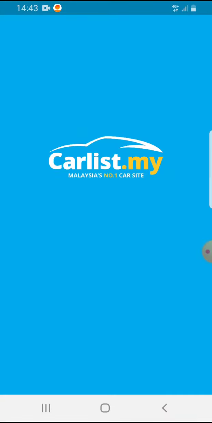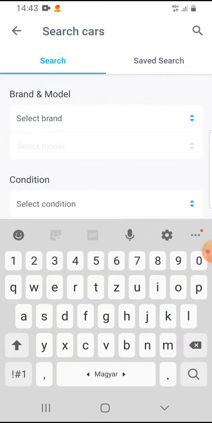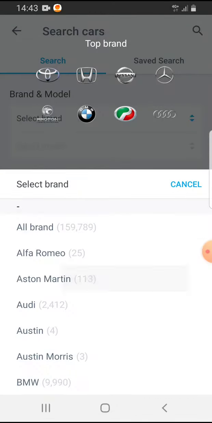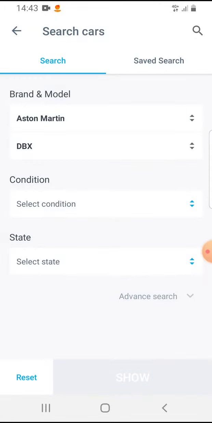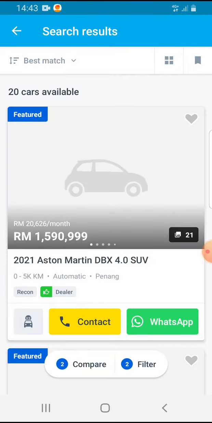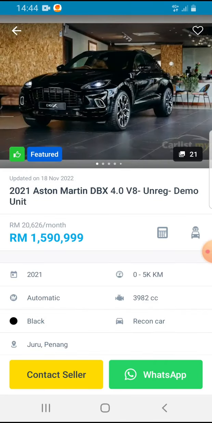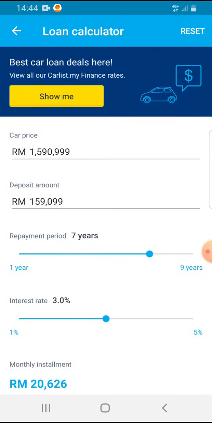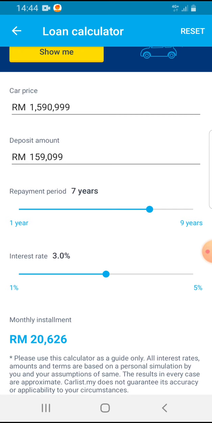Open the Carlist.my app. And you have to select a car, what you like. So let's say you like this one. Next to the price you can see a calculator icon. If you tap on it, here it writes the car price, and you have a deposit amount.